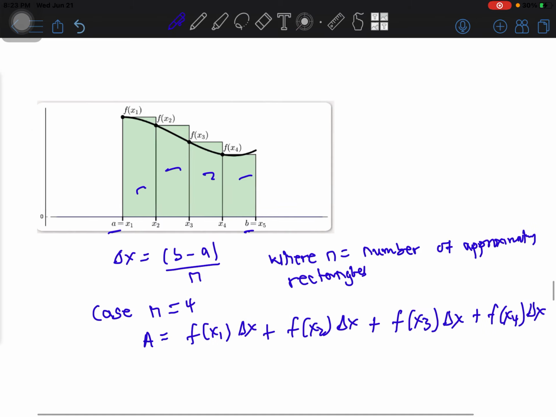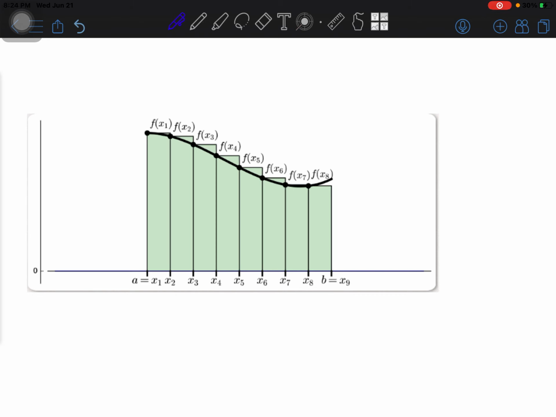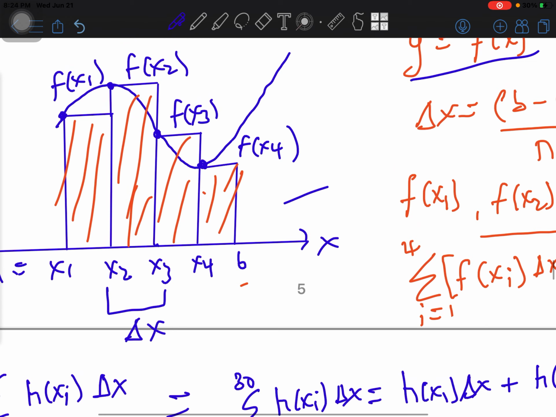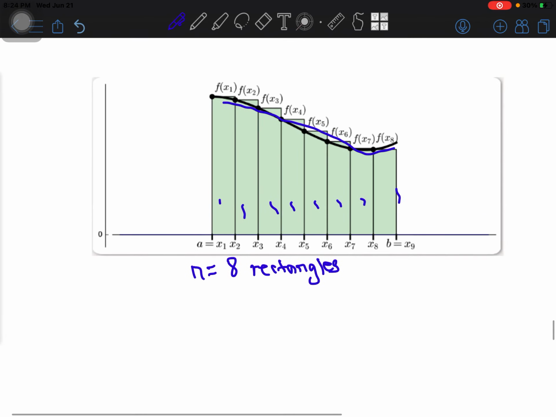So that is it. So let's look at the second figure as well. This is the second figure that we have over here. So looking at this figure, we have how many rectangles? 1, 2, 3, 4, 5, 6, 7, 8. Therefore, our n is equal to what? 8 rectangles. So the area beneath this curve, this is the curve, right? As for the previous one, this was also the curve. So now we have 8 rectangles, and the area beneath the curve will be approximated by these 8 rectangles.